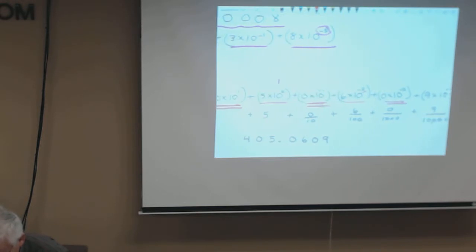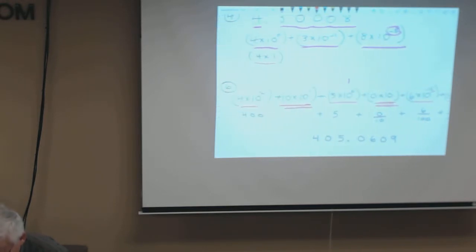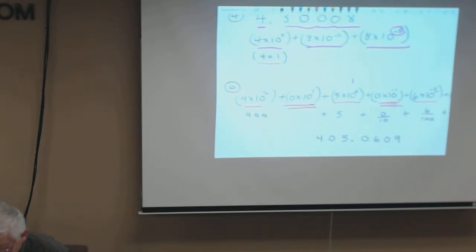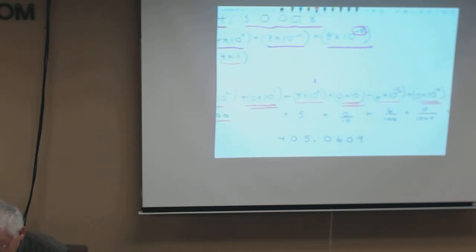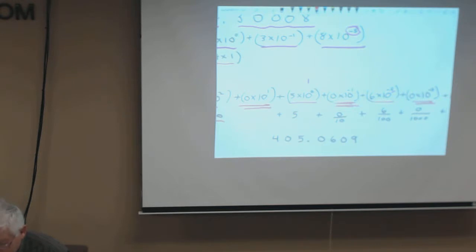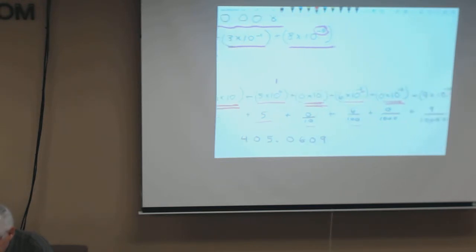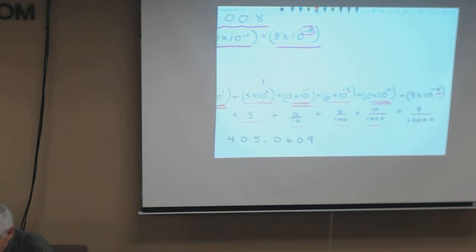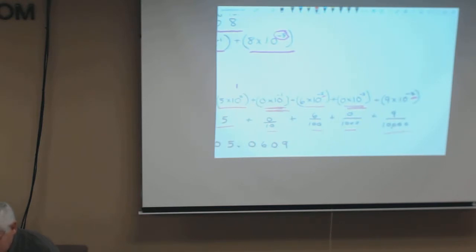Now, just for those who want to make sense out of this, 4 times 10 to the second is 400. Okay? 5 times 10 to the 0 is 5 times 1, that's 5. 0 times 10 to the negative 1, that's just 0 over 10. 6 over 100 plus 0 over 1,000 plus 9 over 10,000.